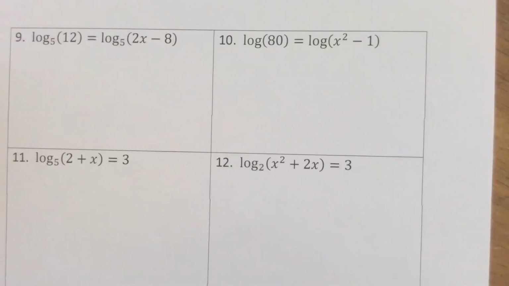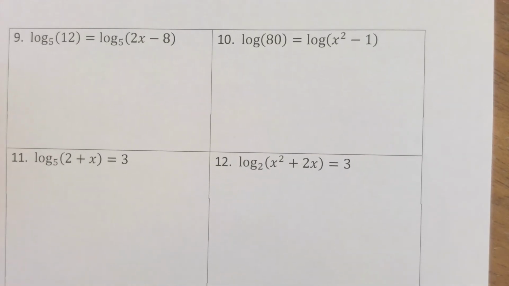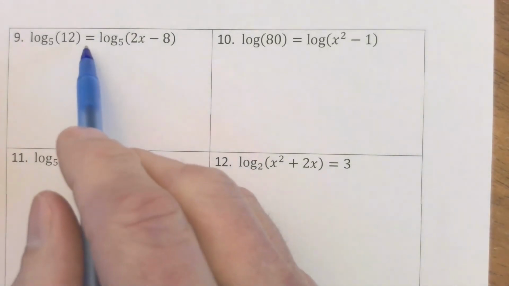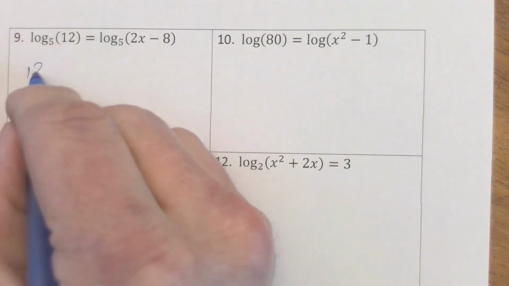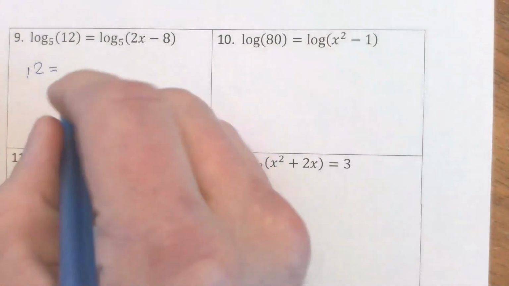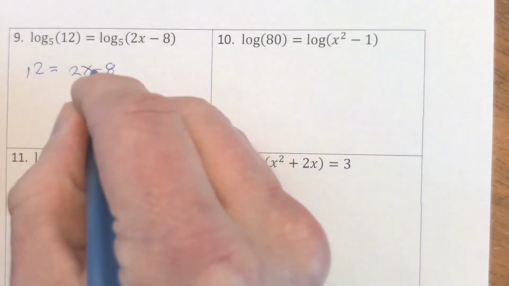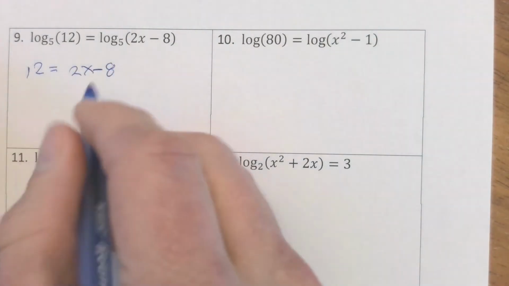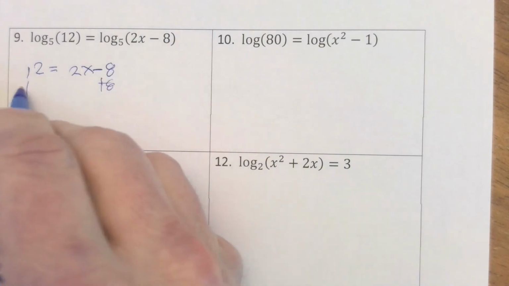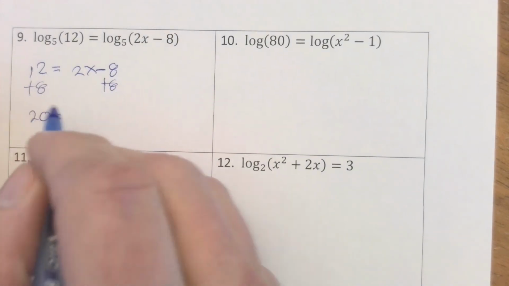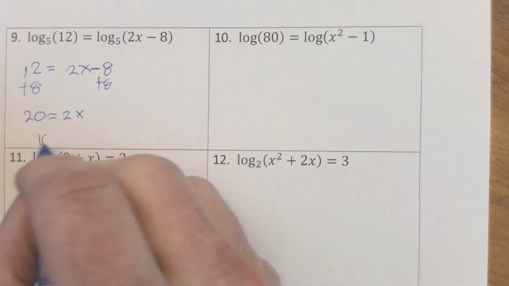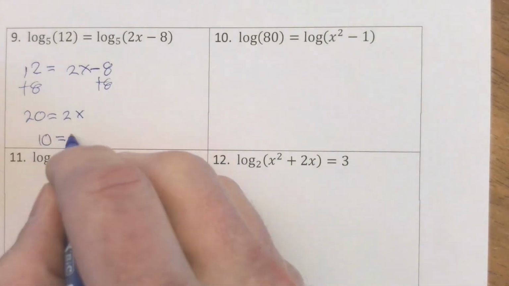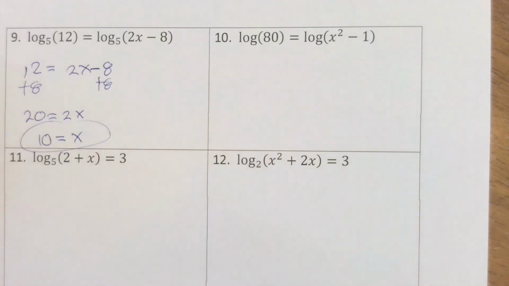Now this problem has logarithms on both sides, and they're both base 5 logs. And these base 5 logs are equal. So it stands to reason that the contents or the arguments of these logs should be equal. So this problem, we just start off by saying 12 equals 2x minus 8. It's that easy. Add 8 to both sides. You get 20 equals 2x. Divide both sides by 2, and 10 equals x is the answer to that problem.